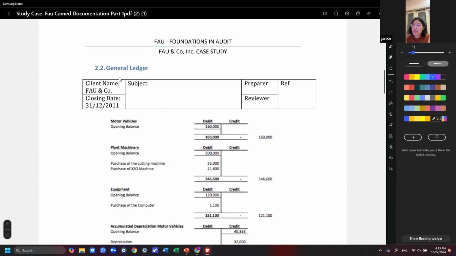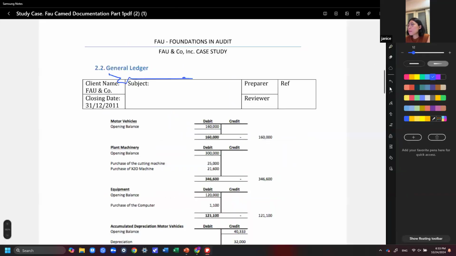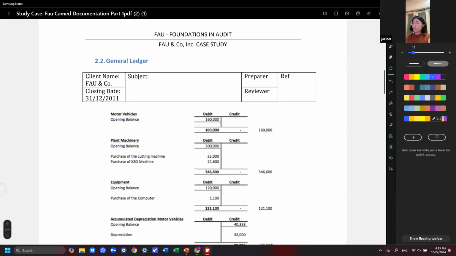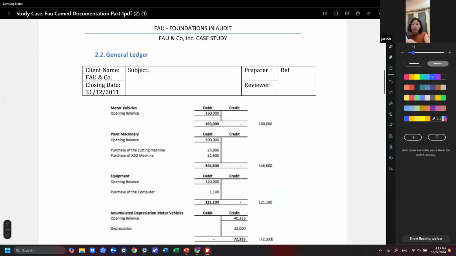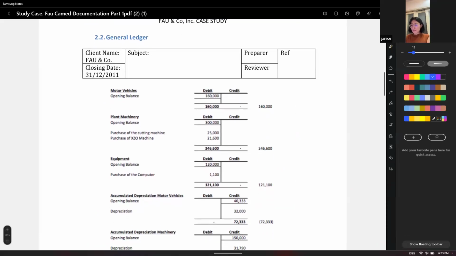So after that, we have the general ledger. So after that, we have to, I think I don't need that. Let me see. Just 1 second. All right. Just 1 second for me. Just 1 second. Okay.